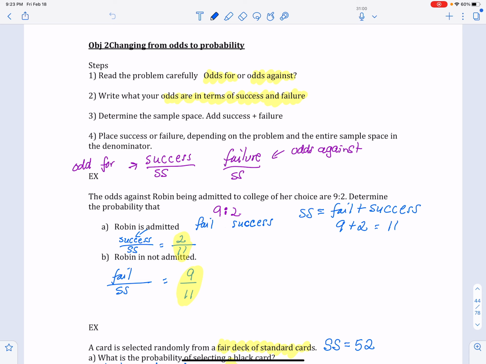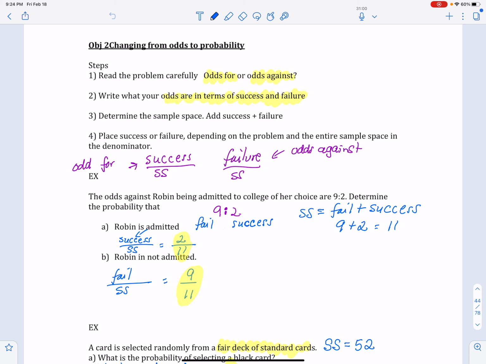So next example says the odds against Robin being admitted to college of her choice are 9 to 2. Determine the probability that, part A, Robin is admitted. Well, if Robin is admitted, that's a success. 9 is the failure and 2 is the success. So if she is admitted, that's a success, which is 2. And I find my sample space by adding the failure plus success. So if I add 9 and 2, I get 11. So Robin is admitted is 2 over 11.